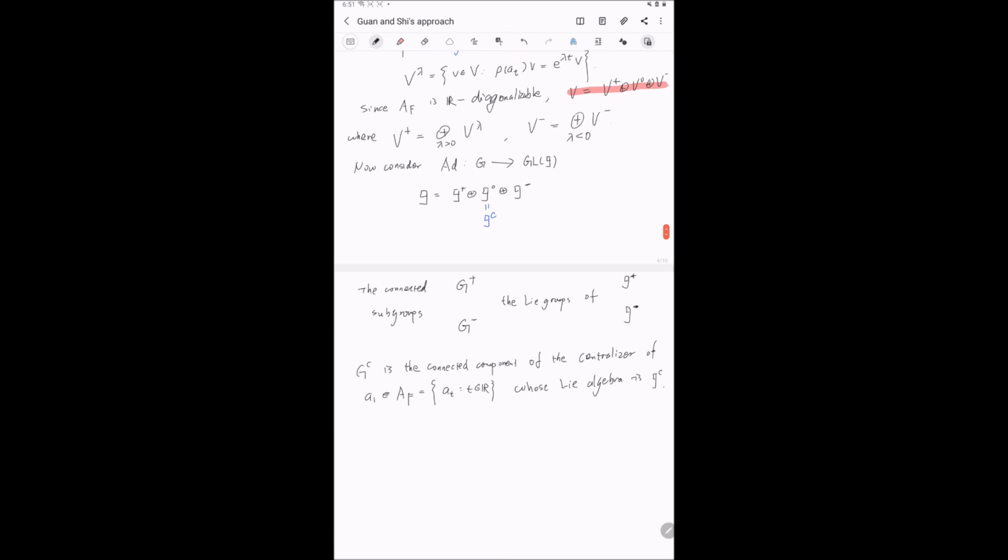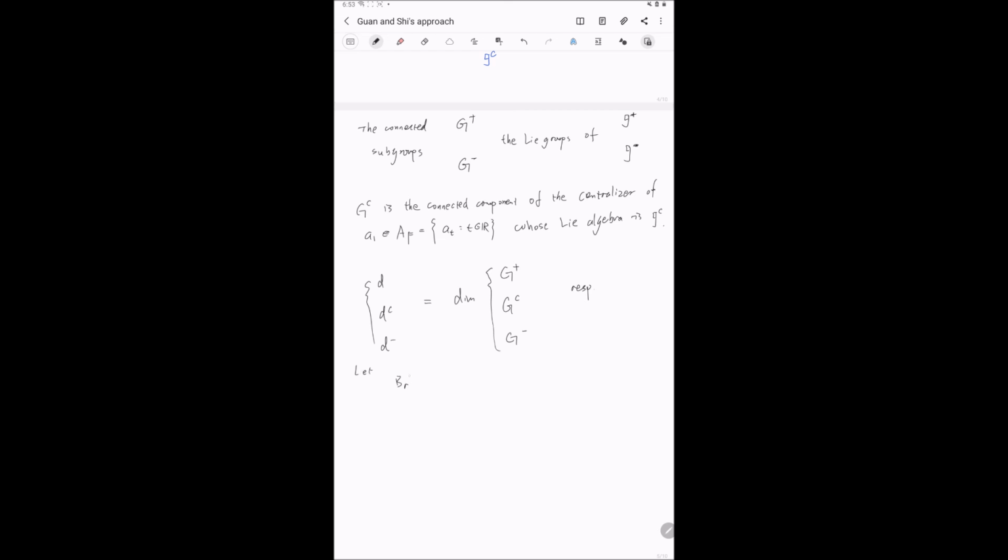Furthermore, we use the notations d plus, d c, d minus for the manifold dimensions of G plus, G C, and G minus, respectively.